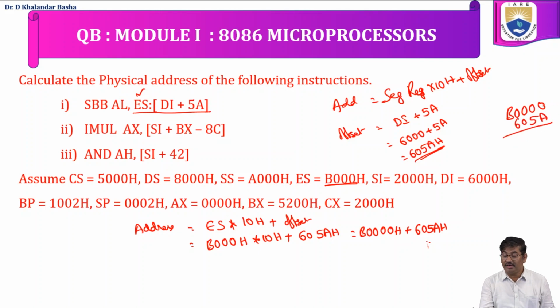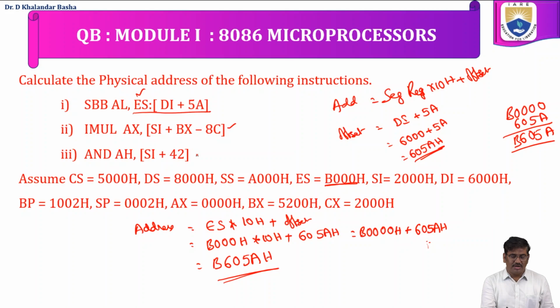By addition of B0000H with 605AH, we get: 0 plus A is A, 0 plus 5 is 5, 0 plus 0 is 0, 0 plus 6 is 6, and B. So the physical address is B605AH. This is how we can calculate the physical address of any given instruction.